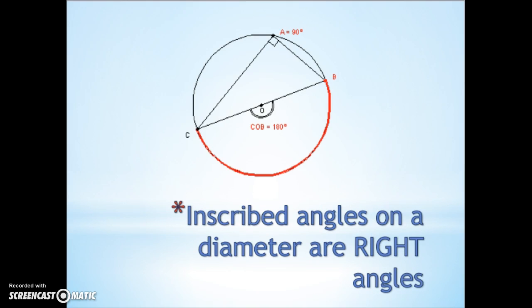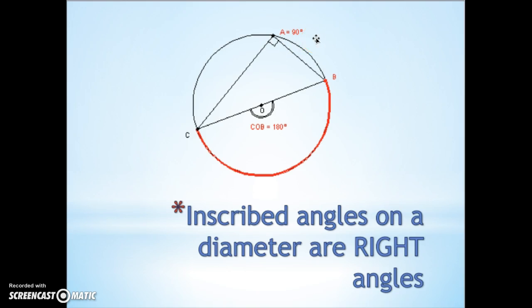An inscribed angle that is on the diameter of the circle is a right angle. See how this one, the segment COB, is the diameter of the circle? And we know that because this arc right here in red is 180 degrees. It's what it says right there. So that defines segment COB as the diameter of the circle. And see how this inscribed angle is on the diameter? That means that this inscribed angle has to be 90 degrees. So inscribed angles on a diameter are always right angles.